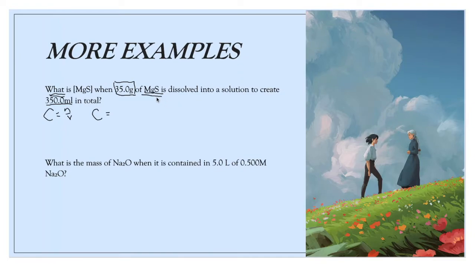Of MgS. If we look at the periodic table, magnesium is shown as 24.3 grams, while sulfur is shown as 32.1 grams. So we would first add 32.1 plus 24.3, which would give us an answer of 56.4 grams per mole. Now that we have the grams per mole and we have the grams, all we need to do is some unit conversions to figure out the amount of moles.